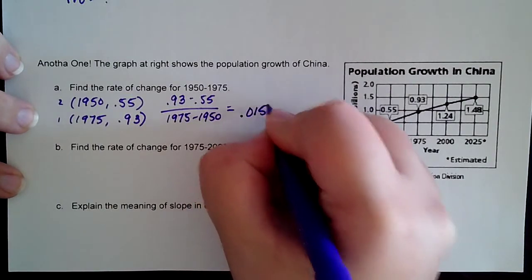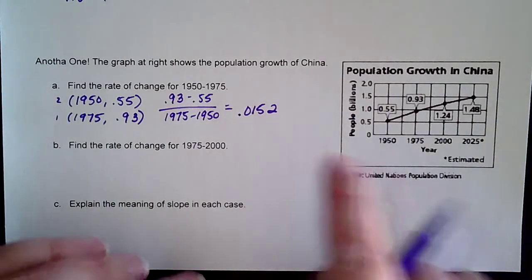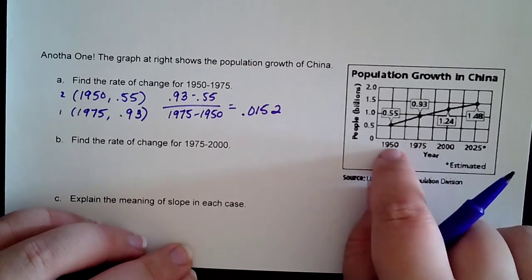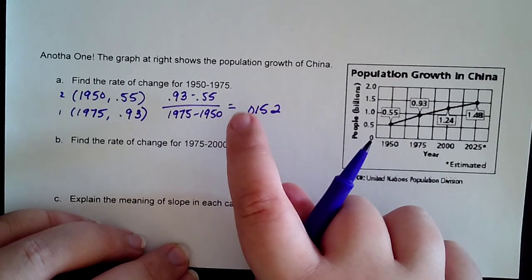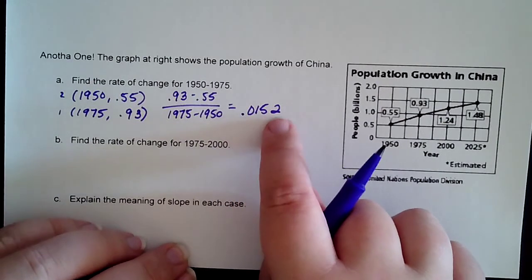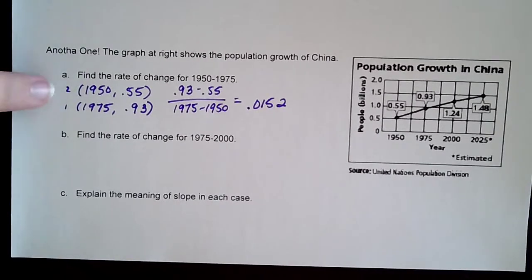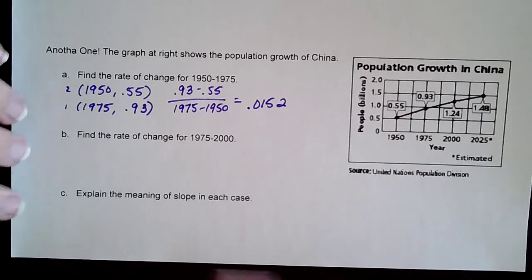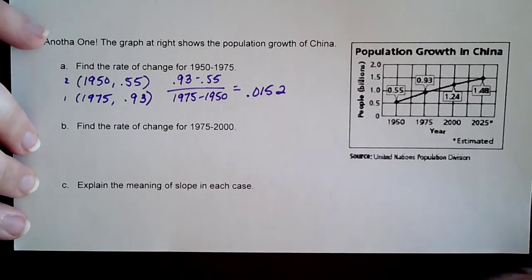And when I plug that into a calculator, I get 0.0152. So that doesn't really mean much as a number, but in the context of the problem, that means the rate of change from 1950 to 1975 was changing by about 0.0152 billion people over the course of 25 years. All right, if you're confident with the way I did A, go ahead and try B, and if you'd like, you can even write down some explanation here while you're waiting. Otherwise, I will go through that example right now for the rest of you who aren't quite confident yet, which is totally okay.